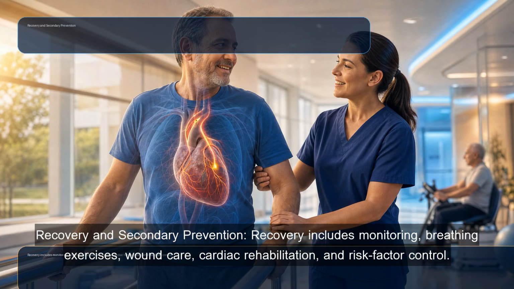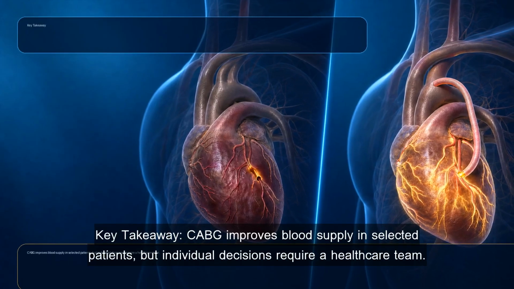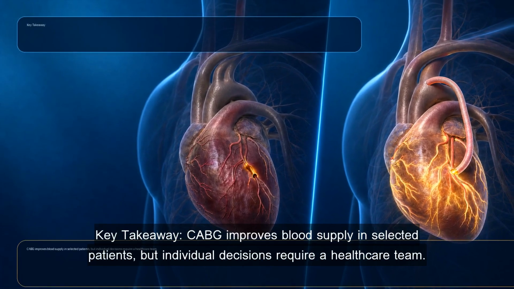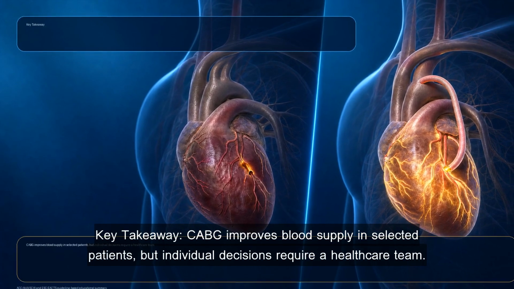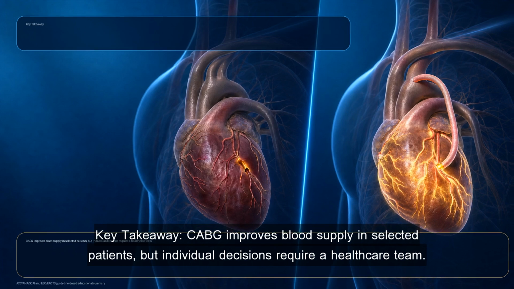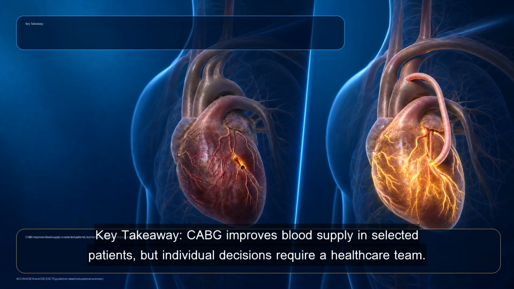After CABG or MIDCAB, recovery includes monitoring, pain control, breathing exercises, wound care, heart rhythm observation, and gradual mobilization. Long-term success also depends on secondary prevention. Antiplatelet therapy when prescribed, cholesterol lowering, blood pressure and diabetes control, smoking cessation, cardiac rehabilitation, healthy diet, and regular follow-up. Bypass surgery improves blood flow, but it does not cure the underlying tendency to develop atherosclerosis.